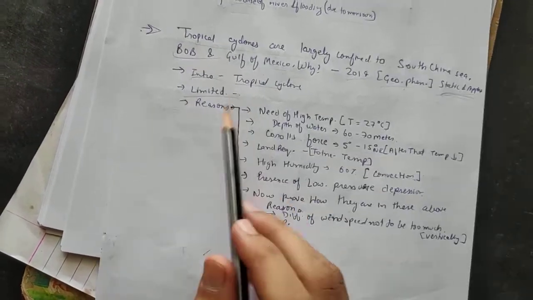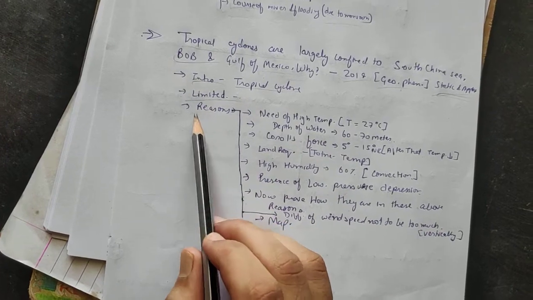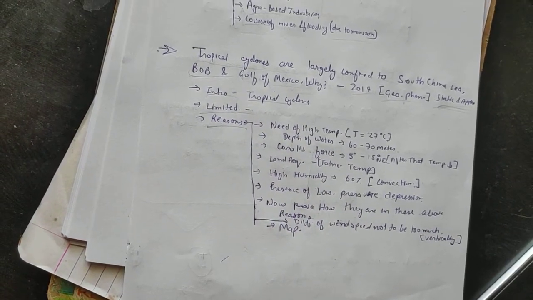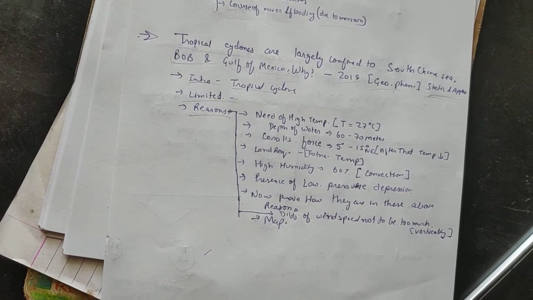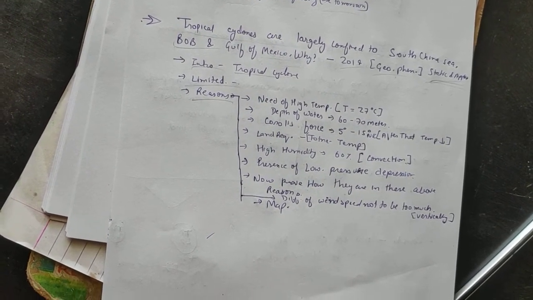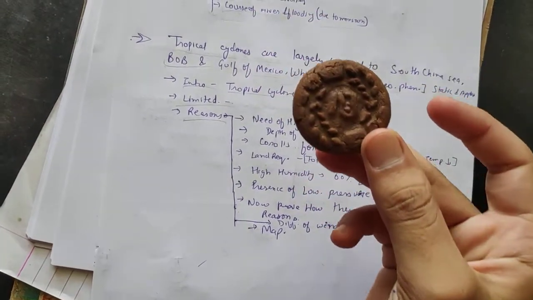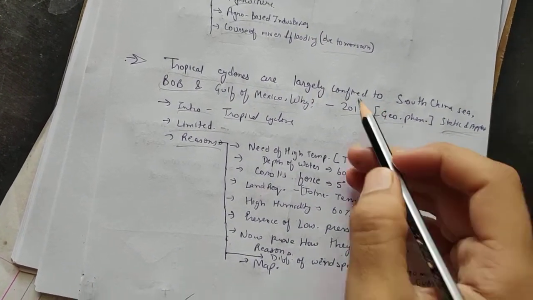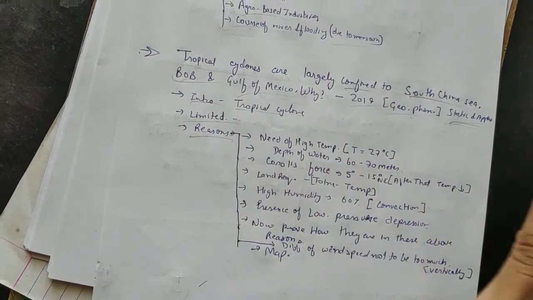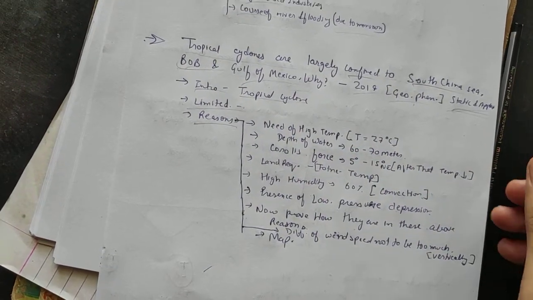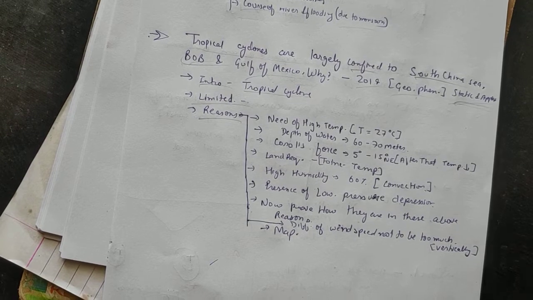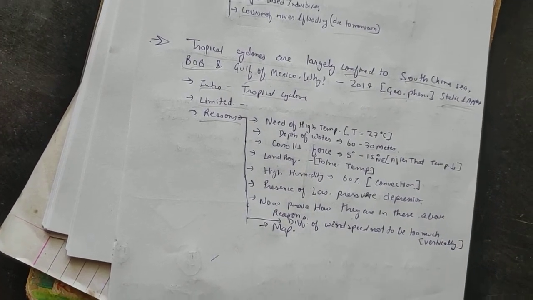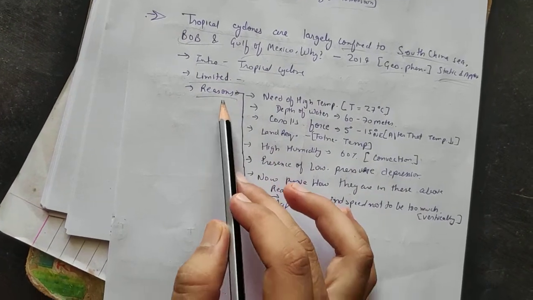You have to define that it is limited to these areas. Now you have to define the reasons. What are the reasons for tropical cyclones? Because the tropical cyclones are directly confined to the South China Sea, Bay of Bengal, and Mexico, you have to give the reasons which cause cyclones in these areas. Okay, at most.